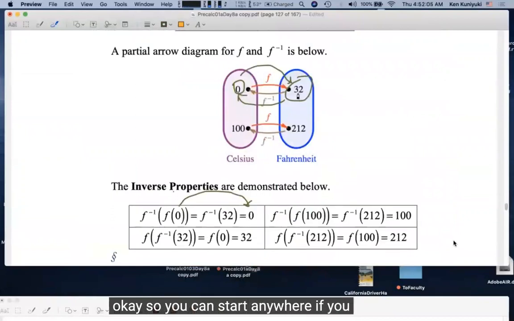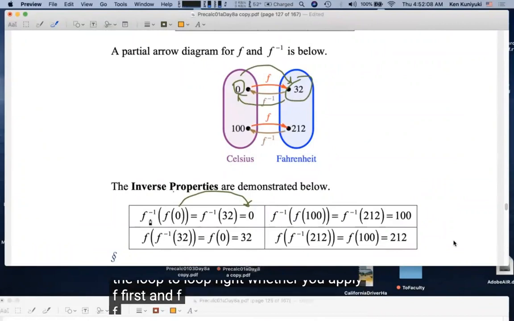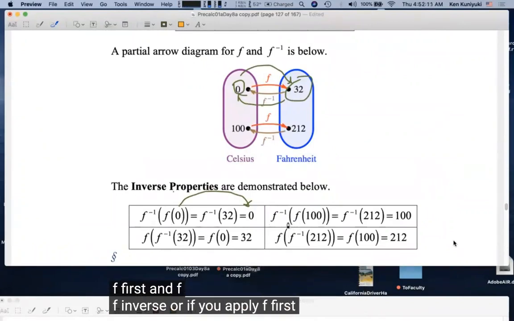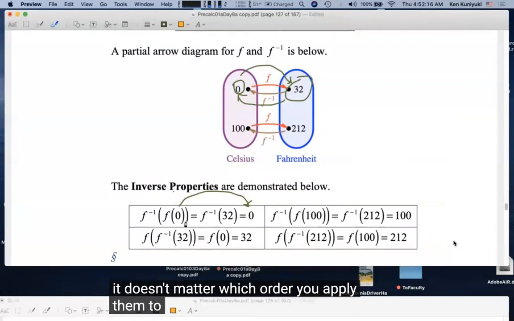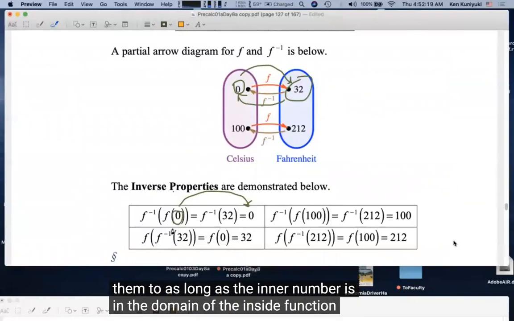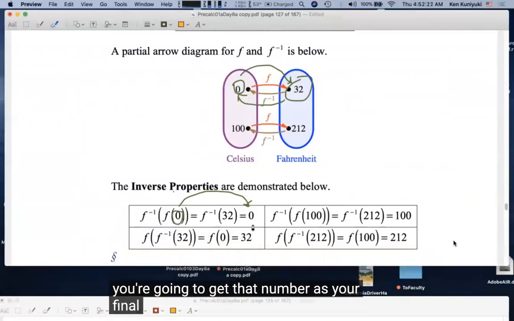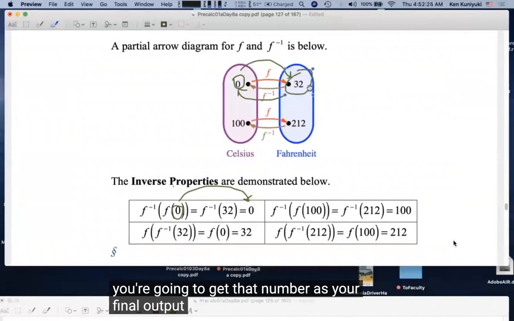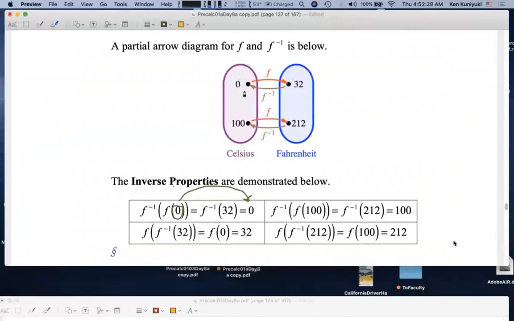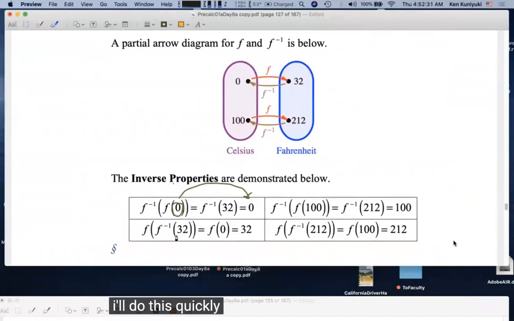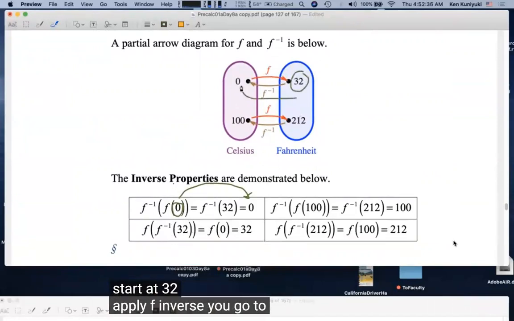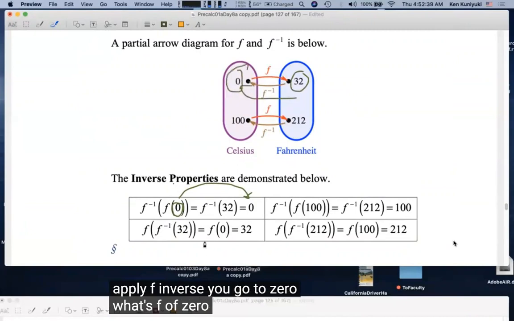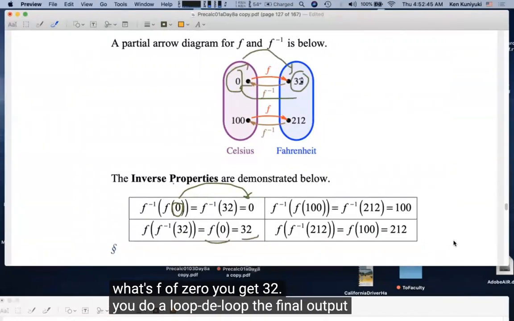So you can start anywhere. If you do the loop-to-loop, whether you apply F first and then F inverse, or F inverse first and then F, it doesn't matter which order you apply them in. As long as the inner number is in the domain of the inside function, you're going to get that number as your final output. I'll do this quickly with 32. If you start at 32, apply F inverse, you go to 0. What's F of 0? You get 32. You do a loop-to-loop. The final output was the input.